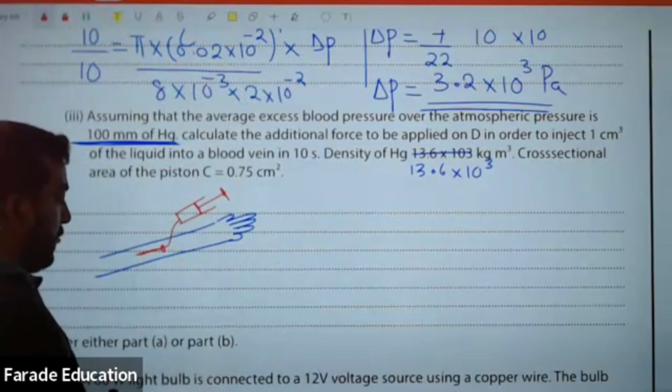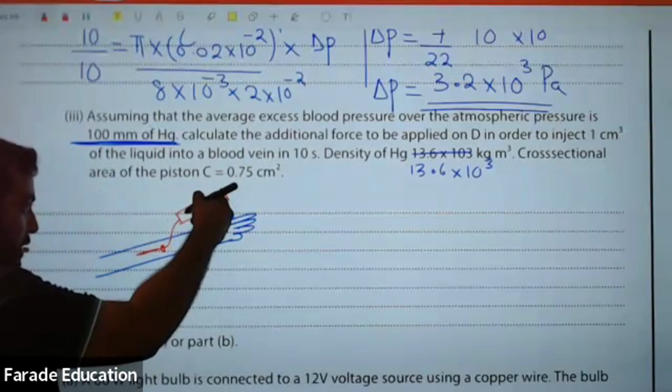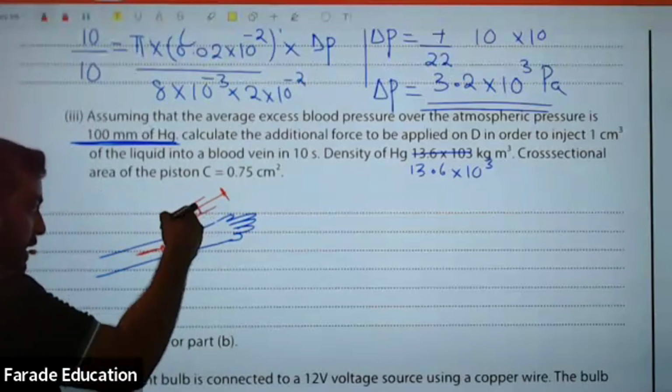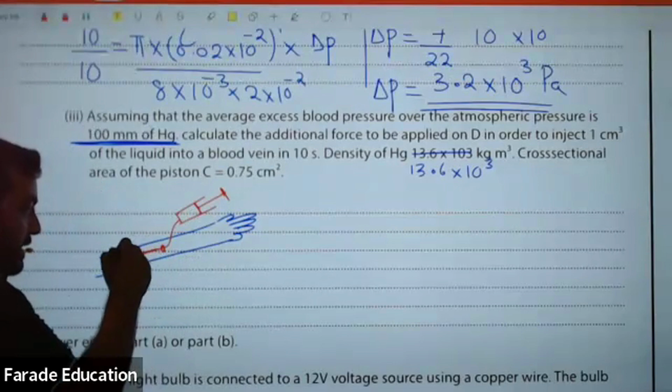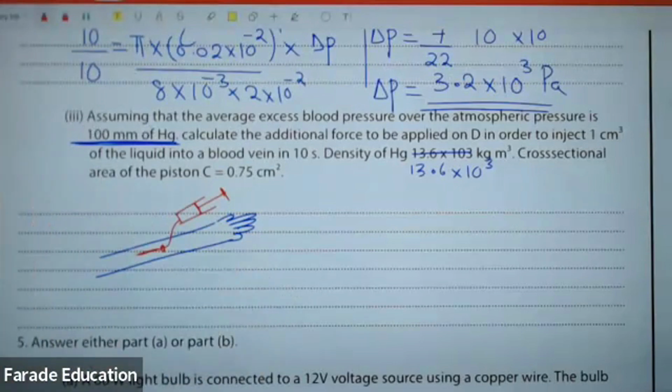Outside the needle, it's a different story. Now you have to apply some pressure to push this liquid in, for this liquid to go inside, because your blood pressure is there. So blood pressure is the one resisting the motion inside.